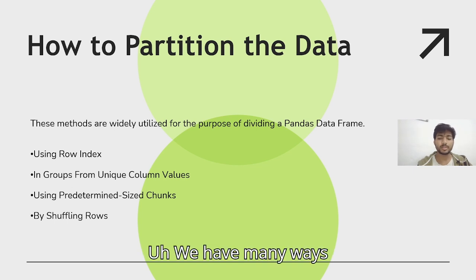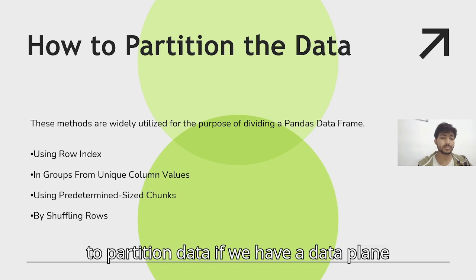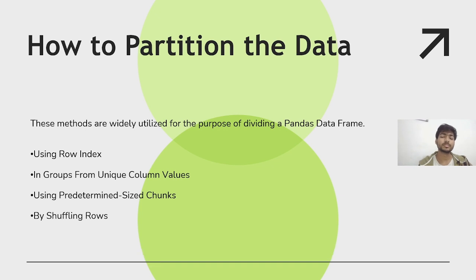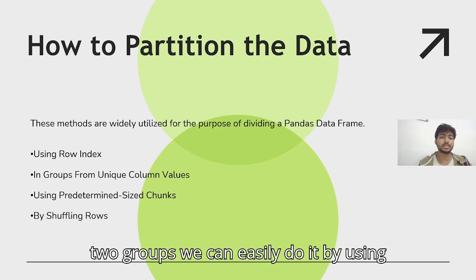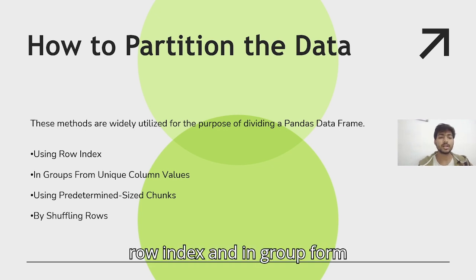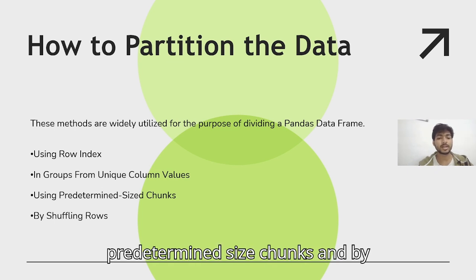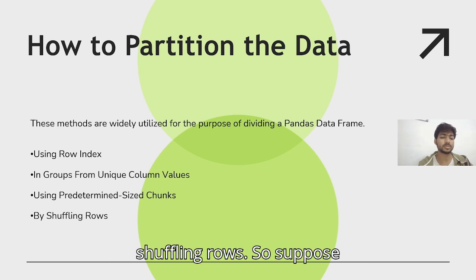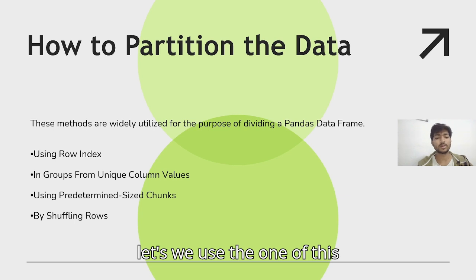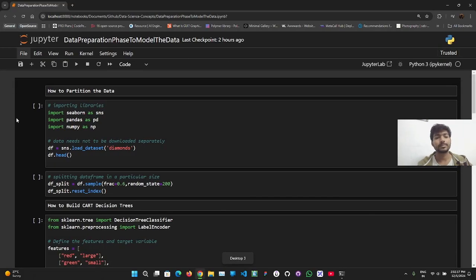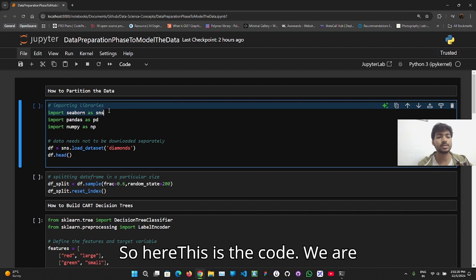We have many ways to partition data. If we have a data frame and we have to split it into two groups, we can easily do it by using row index, by grouping on unique column values, by using predetermined size chunks, and by shuffling rows. So suppose we use one of these methods, a predetermined size chunk. Okay, so here is the code.